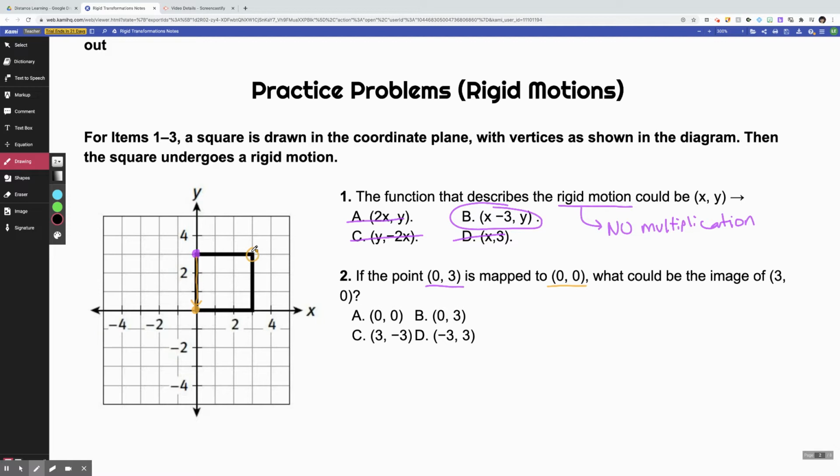So this point here is going to move down 3 units. This point here will move down 3 units. And this point here will also move down 3 units. So my new square will look something like this. Okay, so the question is, what is the image of 3, 0? So 3, 0 is this point right here. So it got moved down here. So that is the point 3, -3. Okay, so C is my answer there.